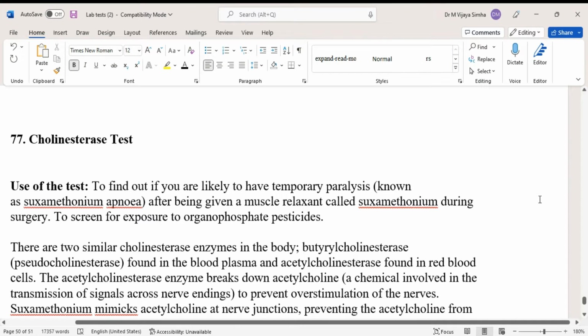Hello guys. Today we are going to discuss a laboratory test called the cholinesterase test. It is used to find out if you are likely to have temporary paralysis after being given a muscle relaxant called suxamethonium during surgery, and to screen for exposure to organophosphate pesticides.